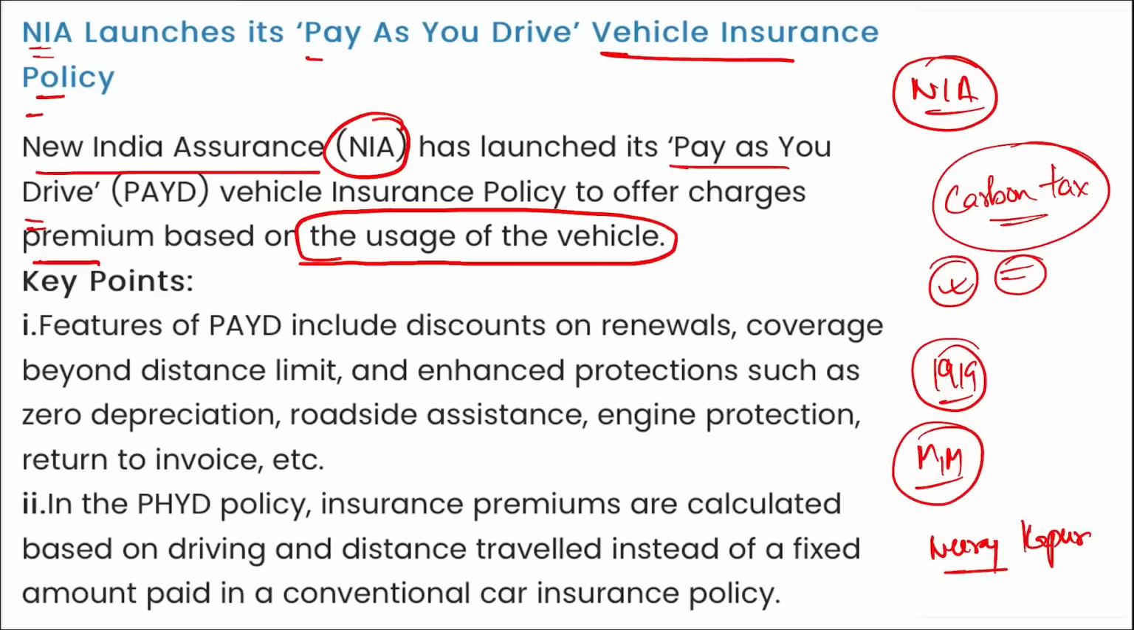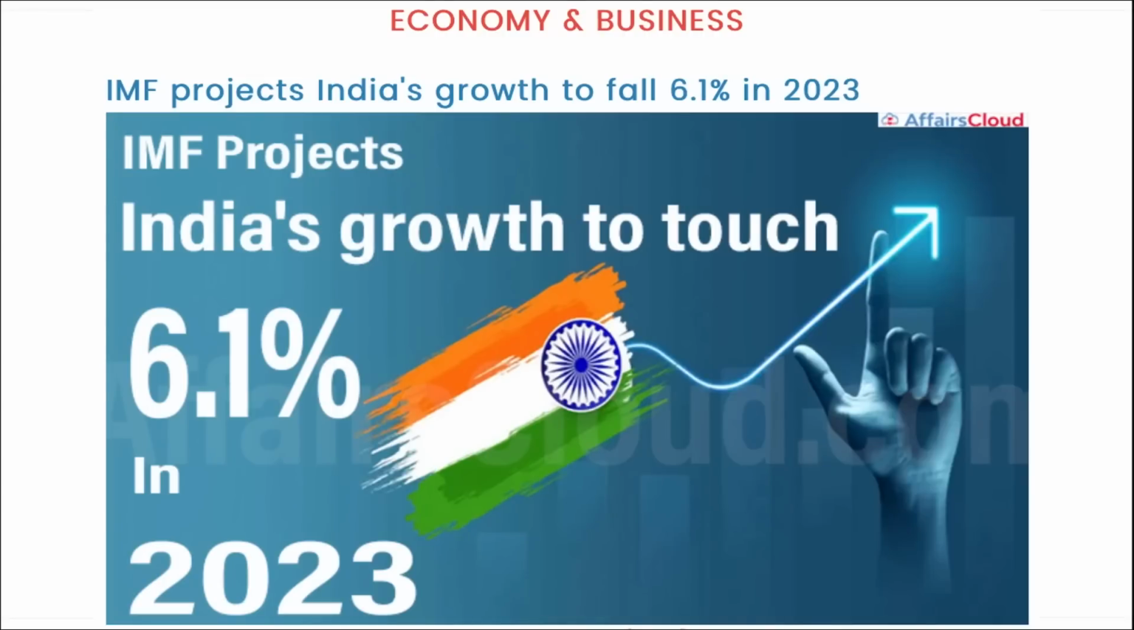Moving on to economy and businesses, IMF, that is your International Monetary Fund, the headquarter of which is in Washington DC, has recently projected India's GDP growth rate to fall to 6.1% in 2023.